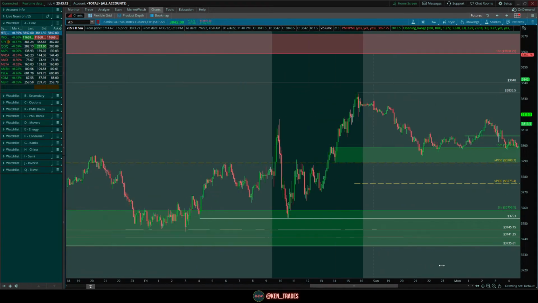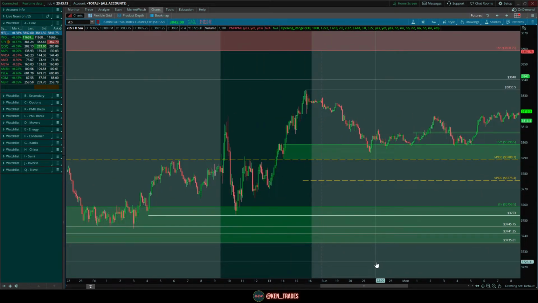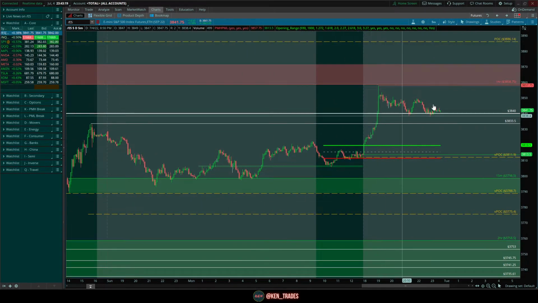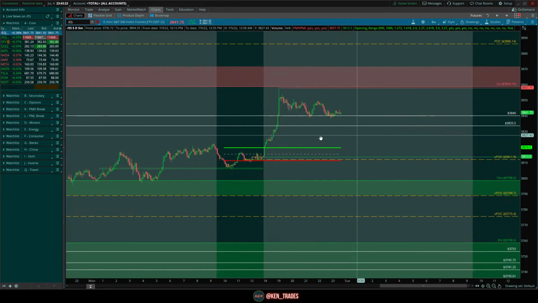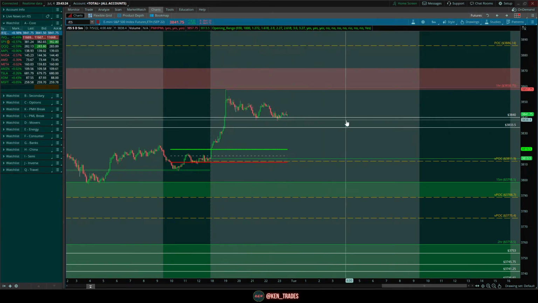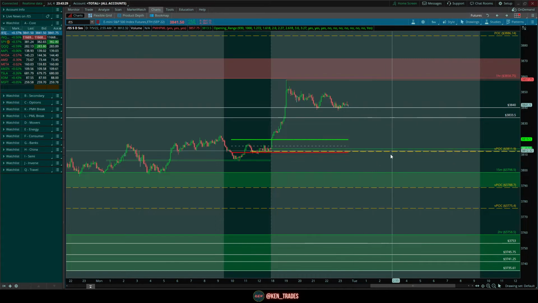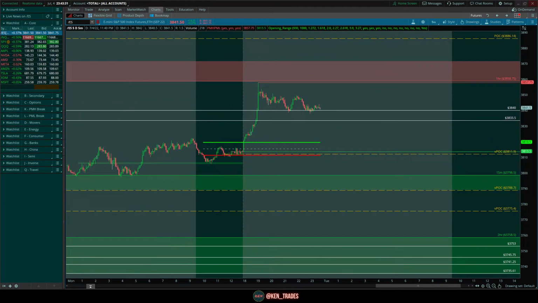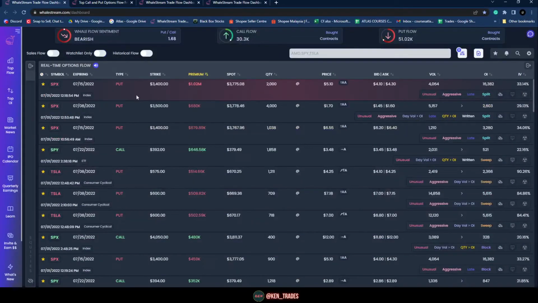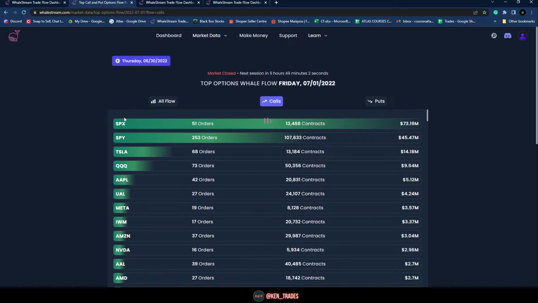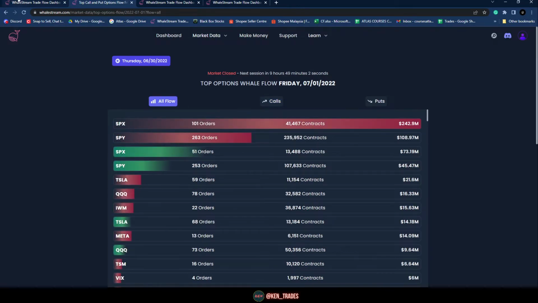Okay, so based on the flow, I'm not very bearish, not very bullish also, so we'll see how it works out on the later session. This might be just some form of distribution, I don't know. But good thing to know, there's quite a lot of put flow, so we can see a lot of put flow over here.